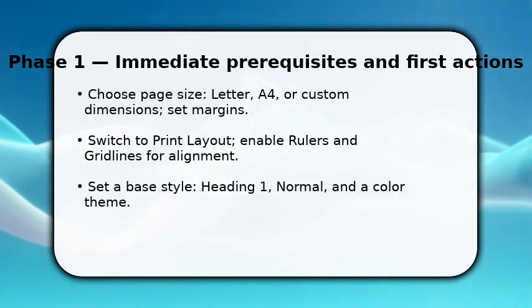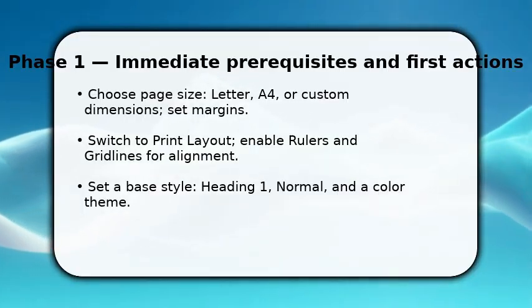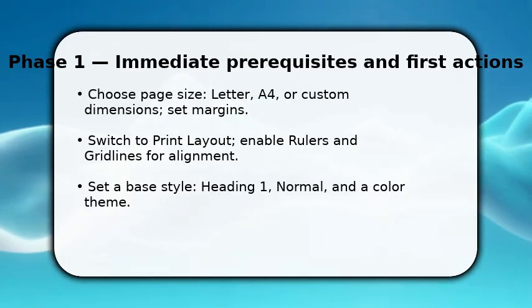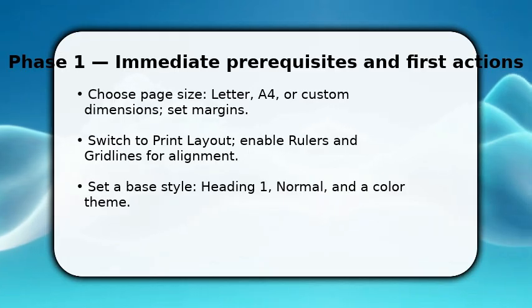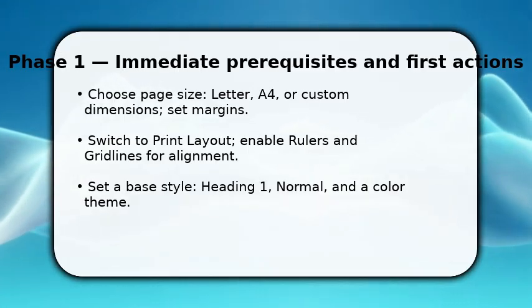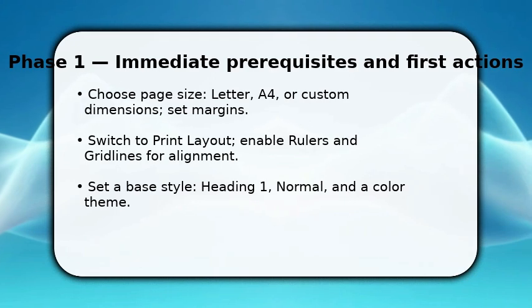Next, establish a base style system. Define normal, heading 1 and body text with font, size, and color so consistency carries across the file. Once done, save a template. Make sure to name it clearly so you can reuse the exact settings without repeating these initial steps.